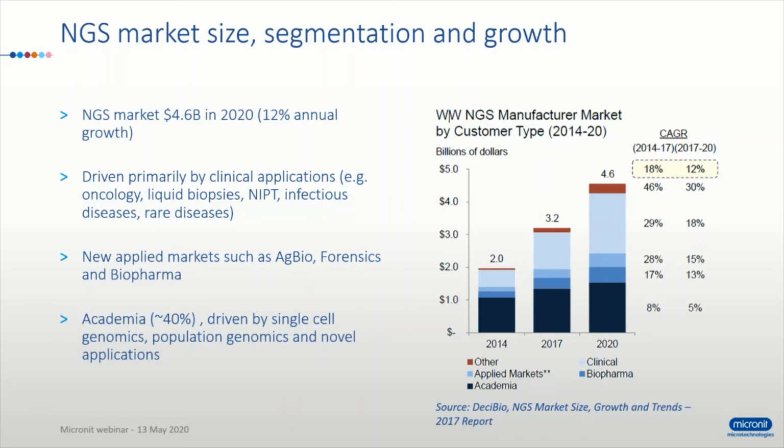Forensics is a field, of course. If we all think about the CSI programs, they're using sequencing technologies to be able to act fast when there is a suspect that needs to be investigated. And then there's the biopharma industry as well. Still, roughly 40% of the entire NGS market, as this report estimated, is driven by academia. And especially single-cell genomics and population genomics are two fields that are growing there. And the topic of single-cell genomics will be addressed by me in the second part of this webinar.